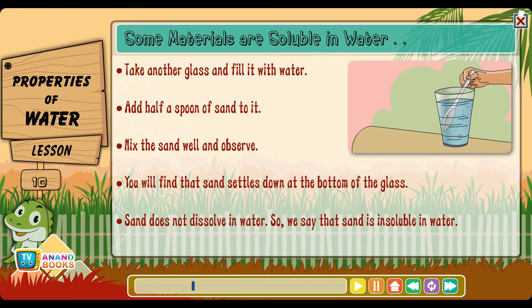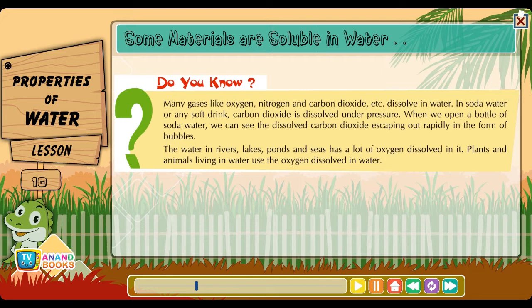Do you know? Many gases like oxygen, nitrogen, and carbon dioxide, etc., dissolve in water. In soda water or any other soft drink, carbon dioxide is dissolved under pressure. When we open a bottle of soda water, we can see the dissolved carbon dioxide escaping out rapidly in the form of bubbles. The water in rivers, lakes, ponds, and seas has a lot of oxygen dissolved in it. Plants and animals living in water use the oxygen dissolved in water.